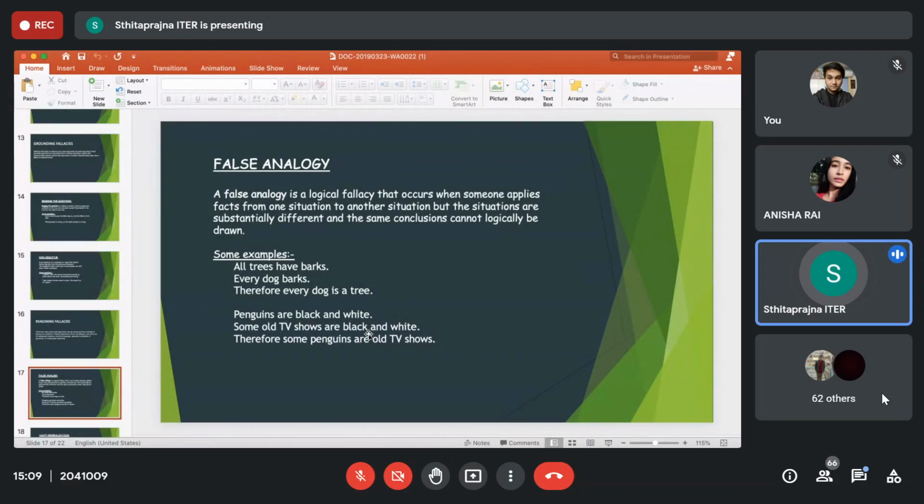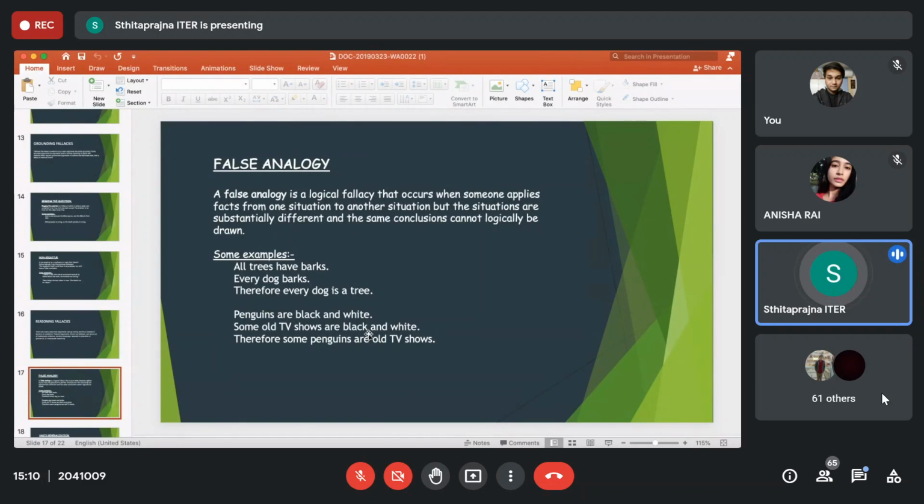This example illustrates it very clearly. See, all trees have barks. Every dog barks. Therefore, every dog is a tree. This analogy is quite flawed. You see, you can't compare both the barks together.